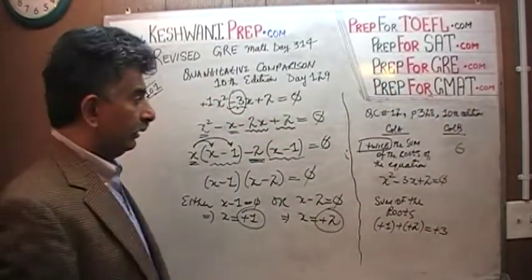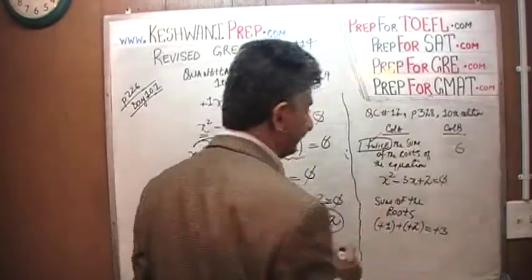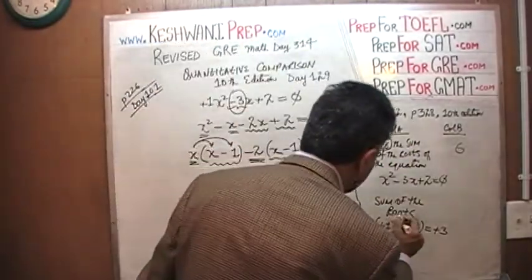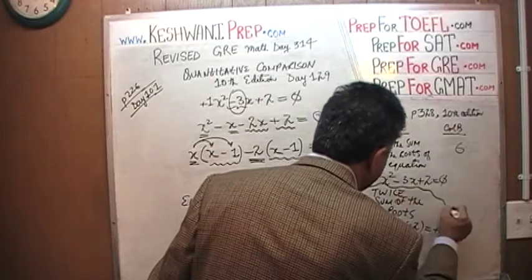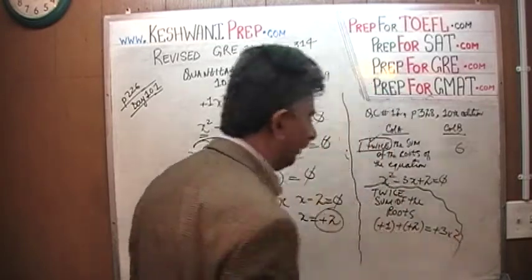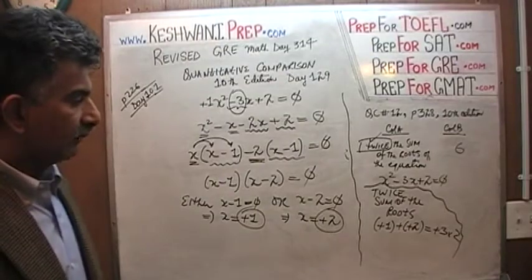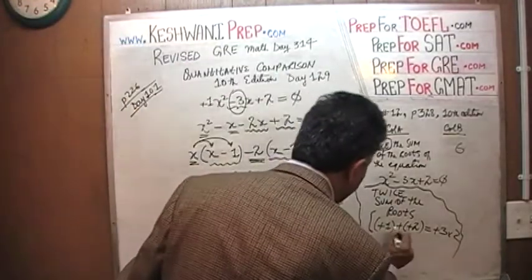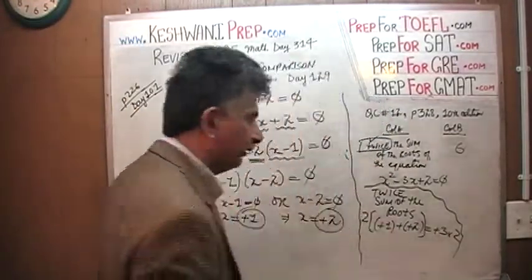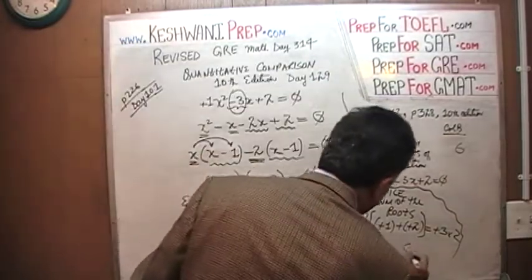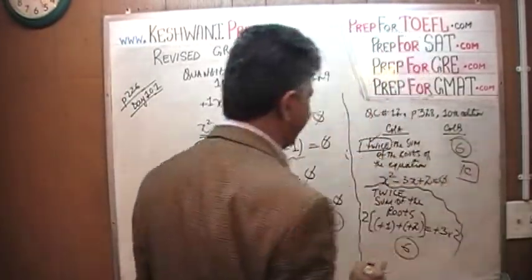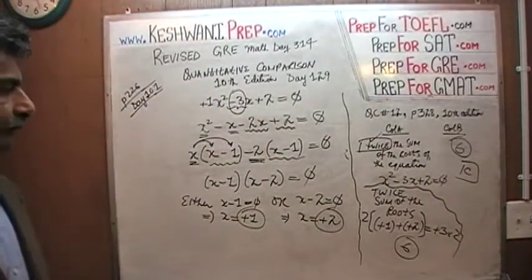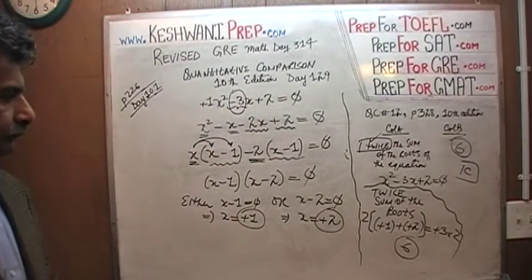But we're not done yet. We are asked to find twice the sum. Twice the sum is going to be 2 times that amount. And 2 times 3, 2 times this amount is what we're looking for here, which of course is 6. And here also we have 6, therefore the answer is C. That's it. That's all.